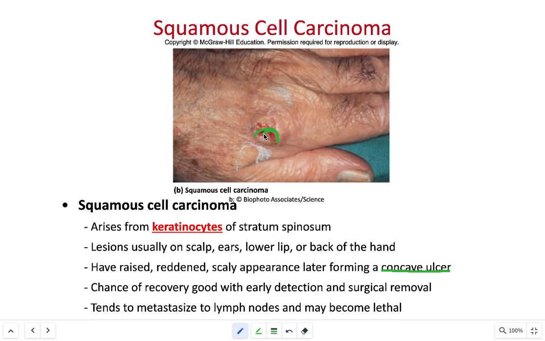If these don't get treated in a timely fashion, they can make it to the lymphatic system, and once they make it to the lymphatic system, they rapidly spread throughout the body. But they aren't terribly fatal. Every once in a while, you'll hear about somebody who passes away because of a squamous cell carcinoma. It's unusual. It's unlikely, but every once in a while it happens.